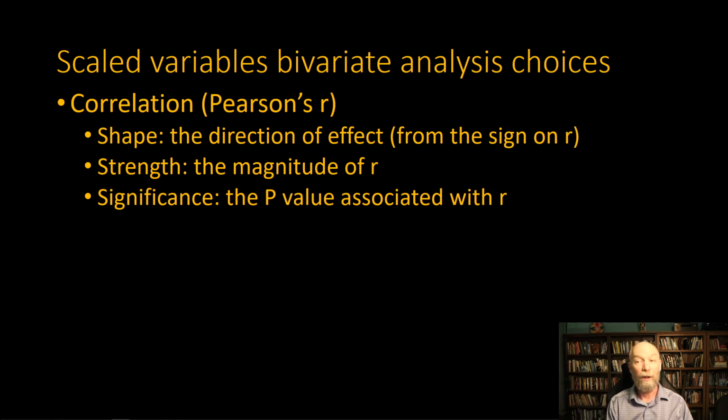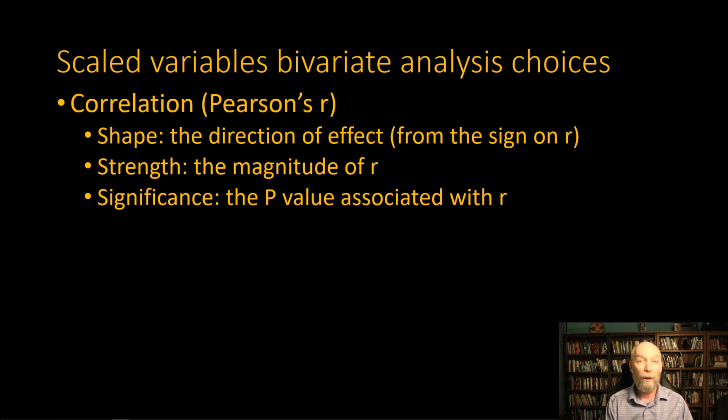Shape is going to be seen, as will be explained, from the direction of effect, the sign on R. Strength will be seen in the actual value or magnitude of R. R ranges from 0 to 1, and so a number nearer to 0 means that there's nothing happening here. There's no predictive utility. These 2 variables aren't related. A value of 1 means they are perfectly predictive. You're never going to see a value of 1 unless you've done something very wrong.